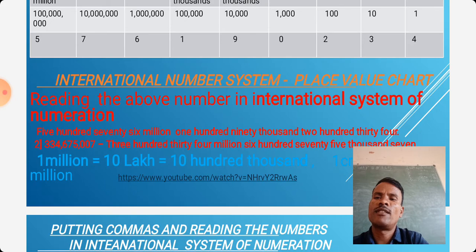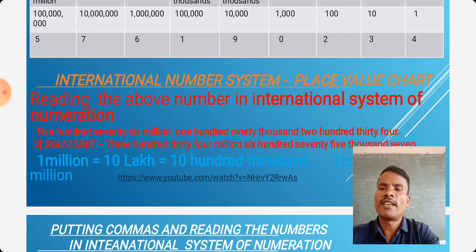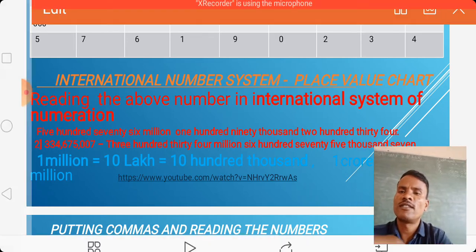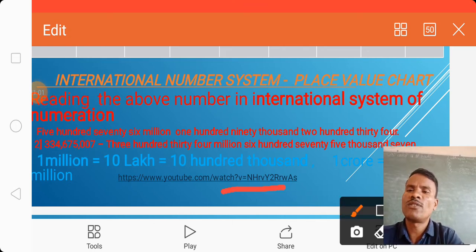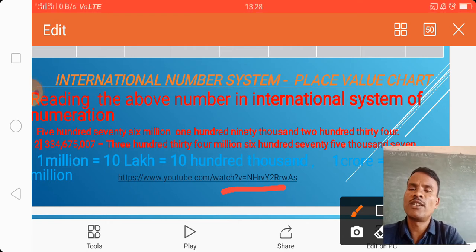Then come to the second point. We should understand that 1 million is equal to 10 lakh, that is 1,000,000. Also, there is a link. You can see this link. It is in PDF form also. We can send it in PDF form. If you click this link, you can get the video regarding this concept. Here is also a YouTube link.